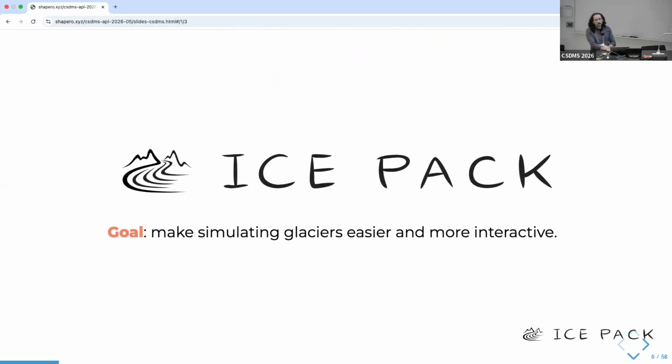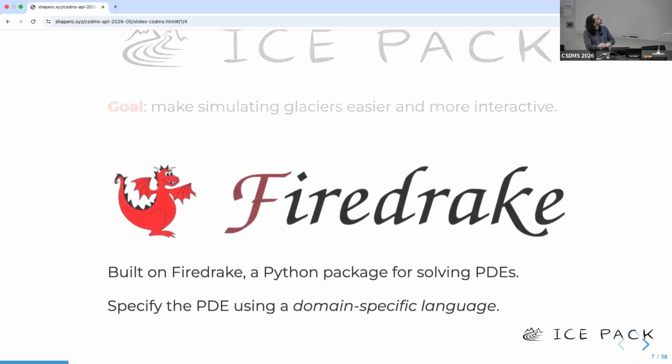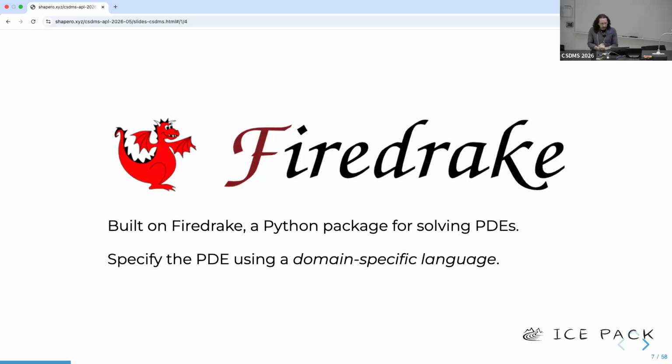So I developed a software package called IcePack for simulating glacier flow. It's in Python. I think it's pretty good. And the goal was to make simulating glacier flow a lot easier and more interactive for people who aren't experts in numerical modeling as such. So it's built on this software library called Firedrake, which is for doing finite element modeling. I think it's really nice. The thing that's so convenient about it is that you specify what problem you solve using a domain-specific language that is embedded into Python. And this has really enabled a lot of the stuff that I've done. It makes for a lot more rapid prototyping, I find.